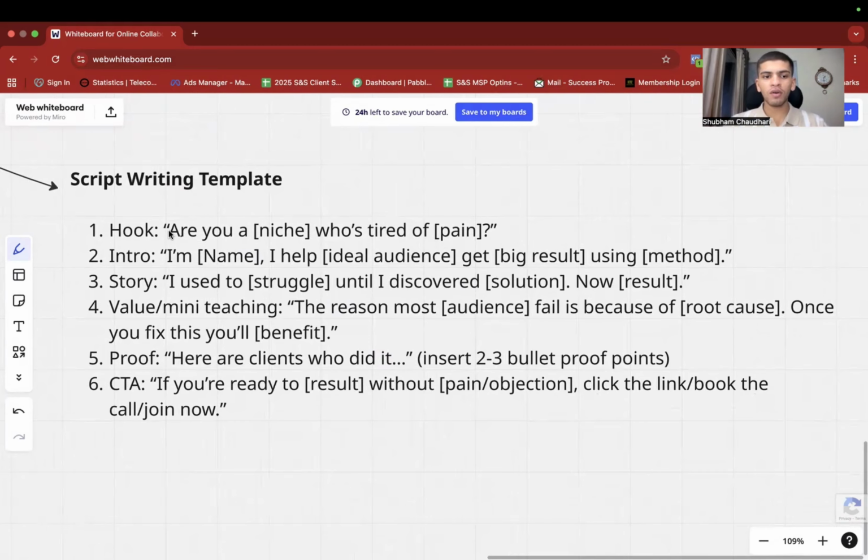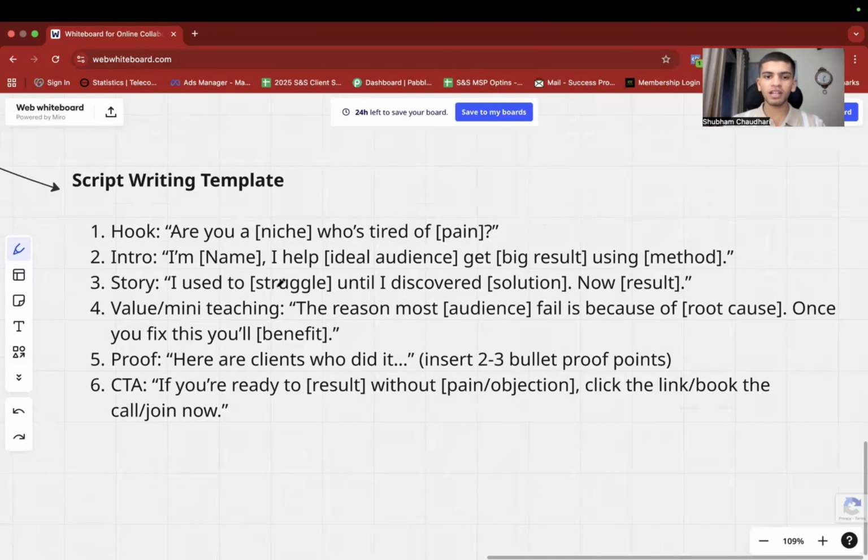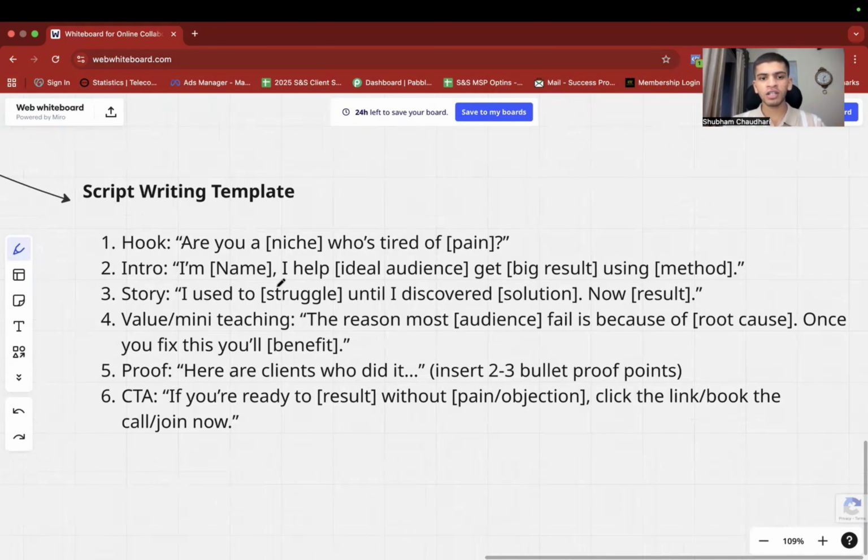So the hook that you are going to use is, "Are you a [niche]?" So niche can be something like talking about your target audience. Let's suppose you are a married couple, right? Or if you are a working professional, or a coach, or a consultant, that's how you have to name out your niche. "Who is tired of [pain]?" So you have to tell what pain they are facing. Then introduce yourself: "My name is [name], and I help [target audience] get the results that they want using my method."